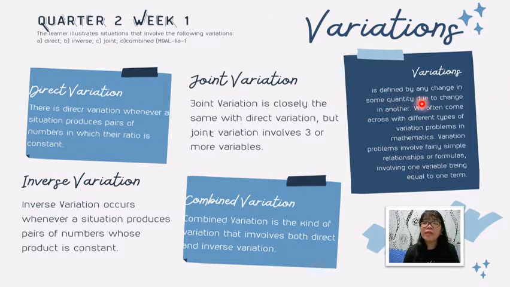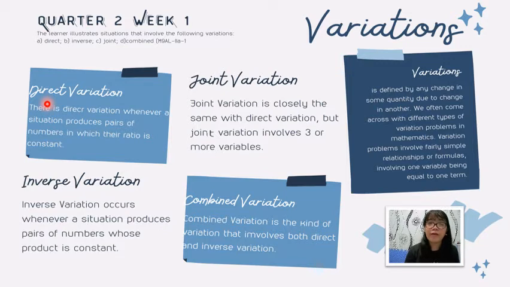Variation is defined as any change in some quantity due to change in another. We often come across different types of variation problems in mathematics. Variation problems involve fairly simple relationships or formulas involving one variable being equal to one term. Now, there are four types of variation.